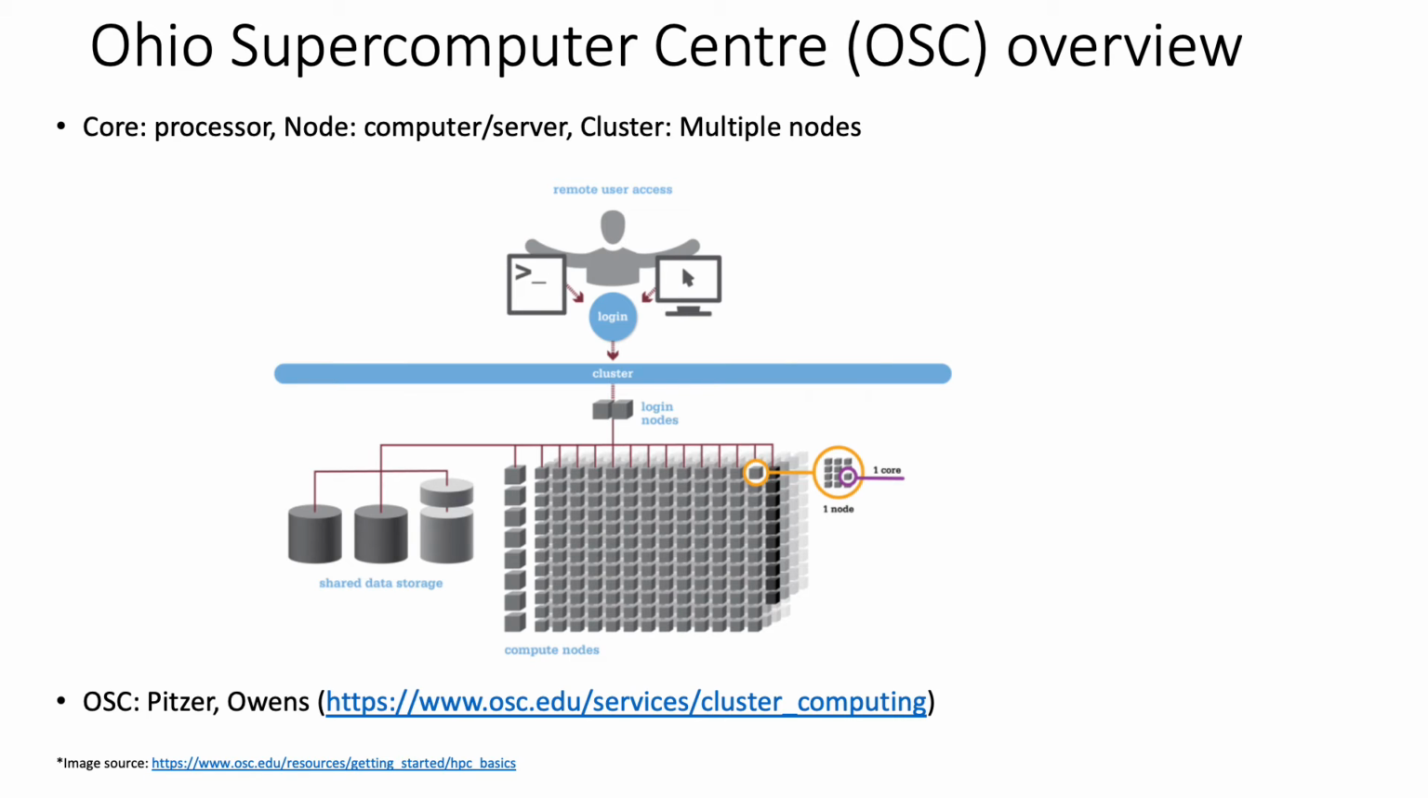The Ohio Supercomputer Center, OSC, has two clusters, Pitzer and Owens. If you're interested in the specifications, please check out the link. So, in order to access these supercomputer clusters, you need an account with OSC.